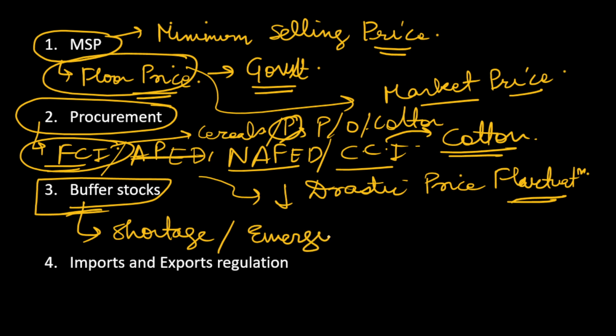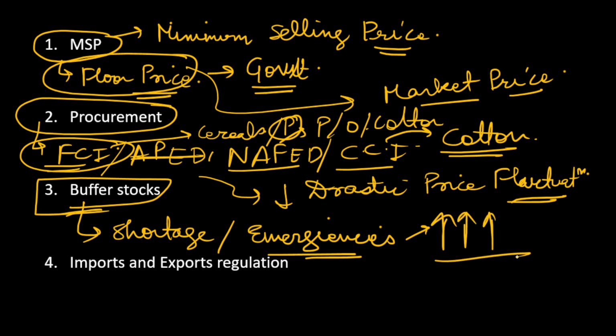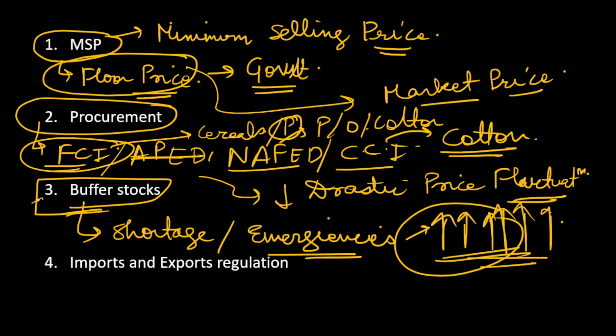Suppose due to some emergencies we are not able to meet our food grain demands, and the price starts rising so much, because when the demand is rising and we are not able to supply food grains, then obviously the price will rise. Then the government takes the help of these buffer stocks, which it has maintained from the past. It will release the grains stored in the buffer stocks in the market, hence stabilizing these rising prices. So that is how buffer stocks help.